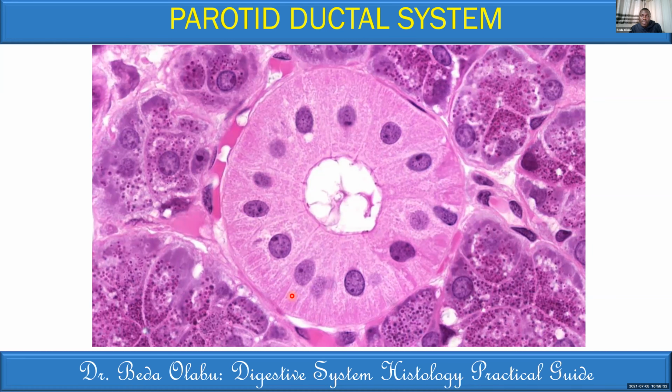Remember, we have extralobular ducts and intralobular ducts. The intralobular ducts, you have intercalated duct and striated ducts. So the intercalated ducts drain to the striated ducts, and the striated ducts drain into the extralobular ducts, which then drain into the major parotid duct, which go all the way to the vestibule of the mouth opposite the second upper molar tooth.